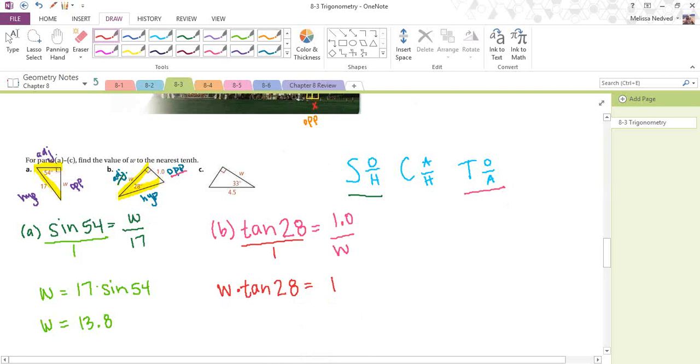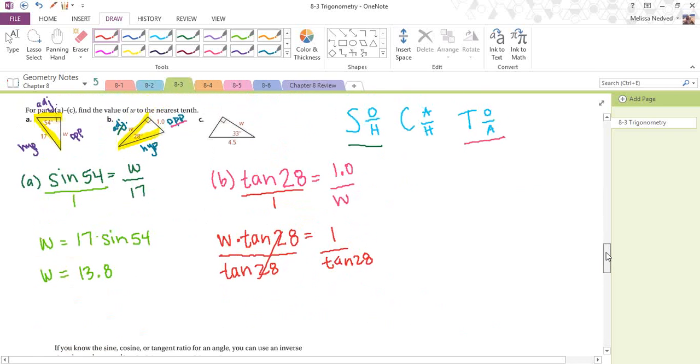Okay, now I want to get W by itself. And remember, tangent of 28 is just some number. It's an irrational, probably gross decimal, but it's just some number. So if I'm multiplying W times tangent of 28, to get W by itself, I need to divide by tangent of 28. W is equal to 1 divided by tangent of 28. That would be an exact answer.